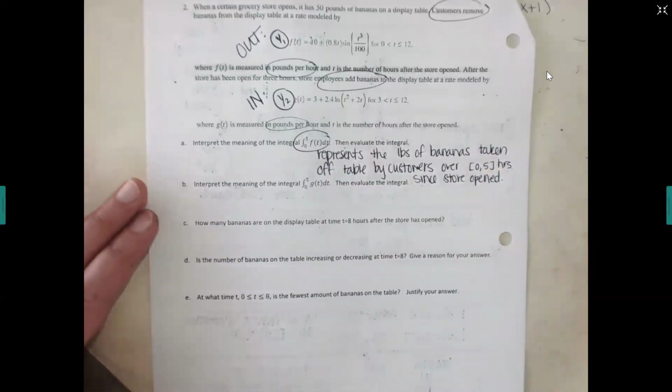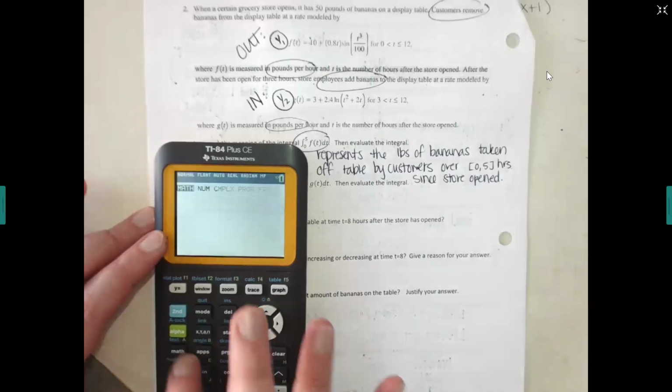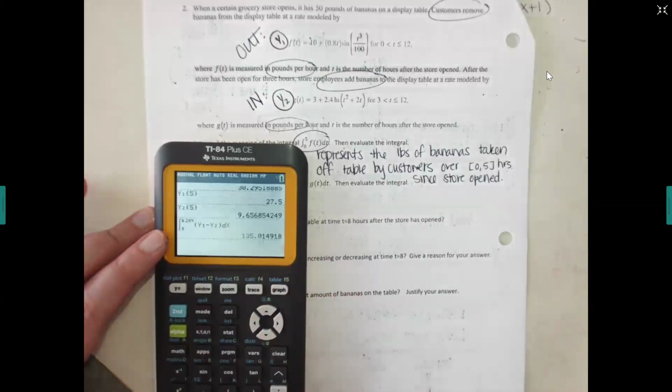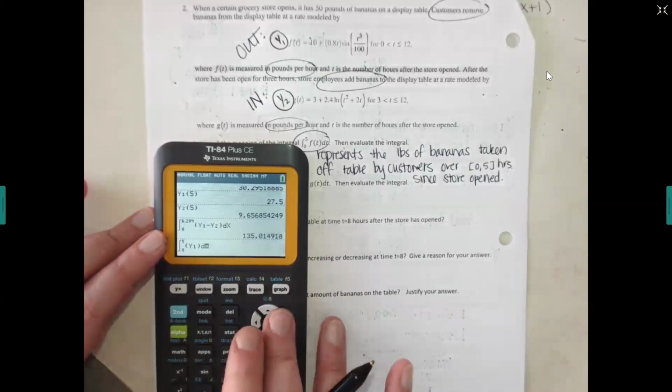Okay. So it would be how many pounds of bananas the customers took off the tables over 0 to 5 hours after the store opened. Okay, find that in your calculator. So remember, an integral is math 9. Okay, math 9. We're going 0 to 5. Alpha trace Y1, BX.